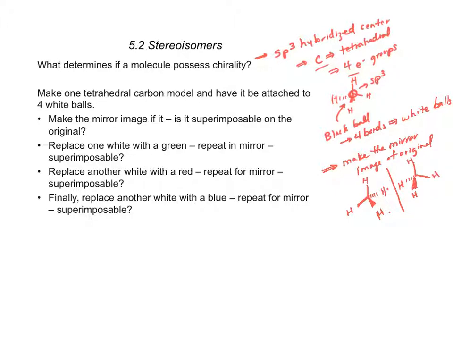And then this guy would be out, and this guy would be out. It's always helpful to imagine a mirror in front, and then ask what you would see on the opposite side of that mirror. We would see this guy out front, this guy out front, and then these guys would be in the back-ish. So that's number one: you make carbon with four white balls attached, and you make the mirror image. Now with those two molecules, you take that mirror image, pick it up, and ask, can you superimpose it on the original one?